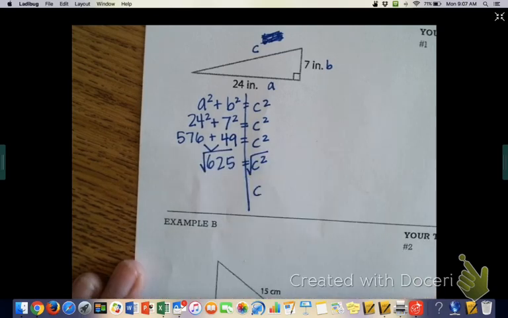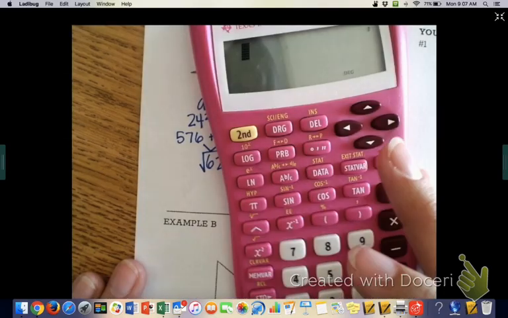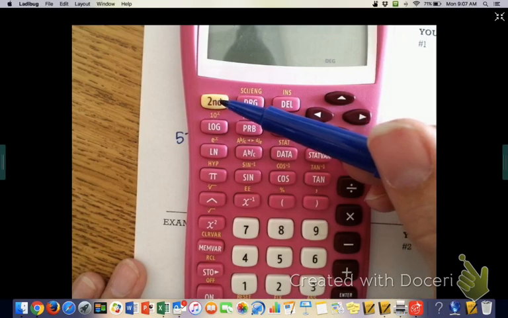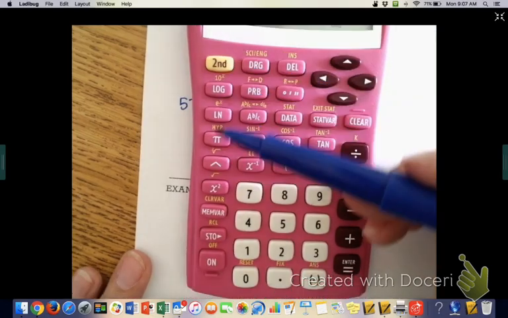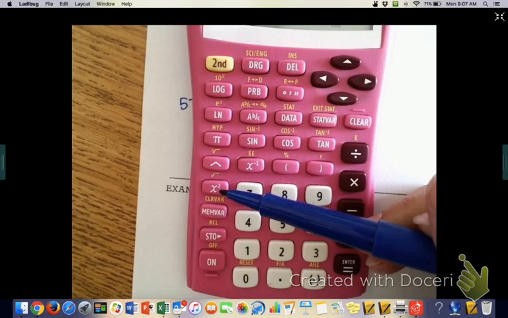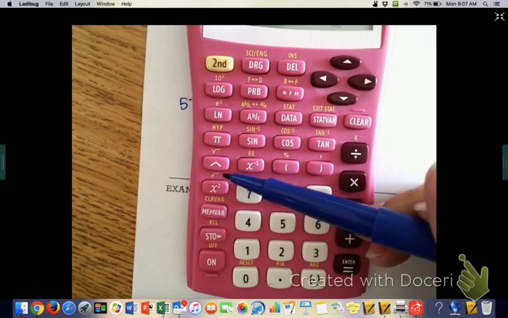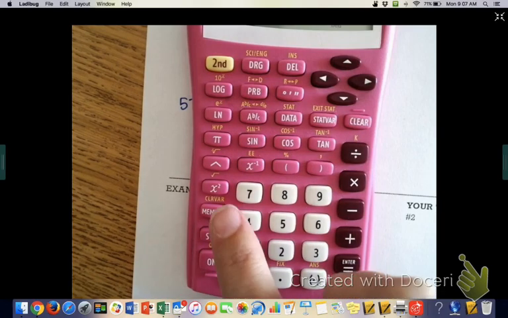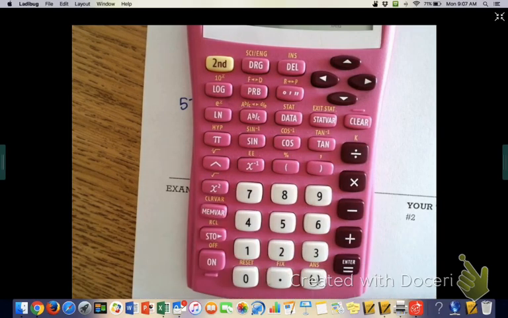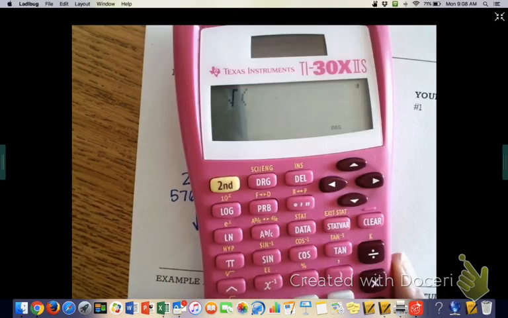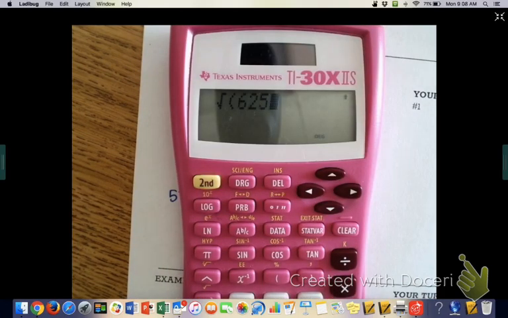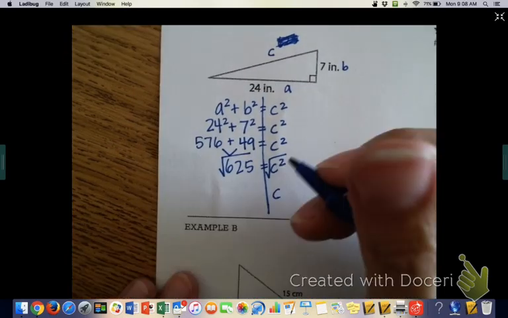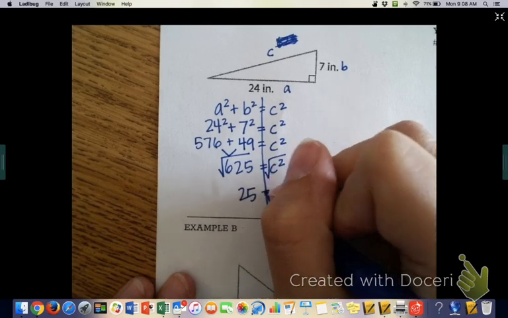So we're going to square root 625. On my calculator, you have to push the shift button, or this second button, and then it is the x squared. Because it's above x squared, it's this little square root button right here. So I have to push shift and then the square root button, and then I put in my 625, equals 25. So that means that 25 times 25 is 625. So my answer is 25.